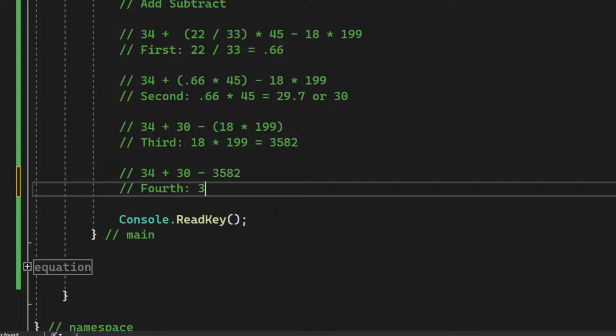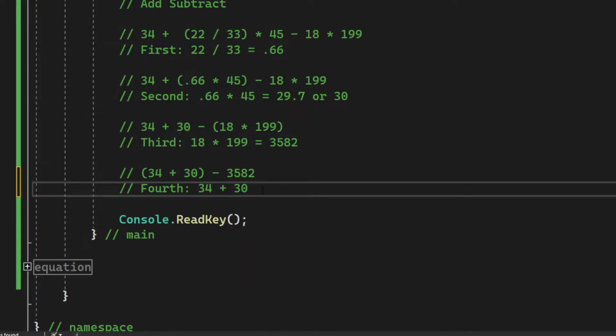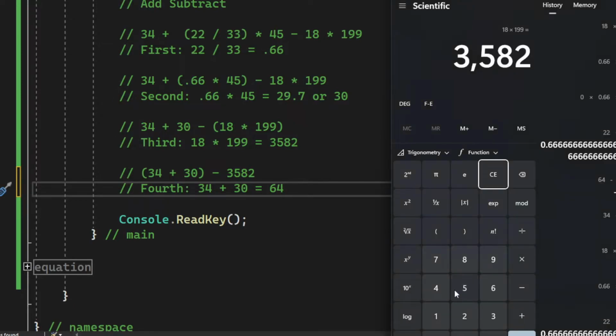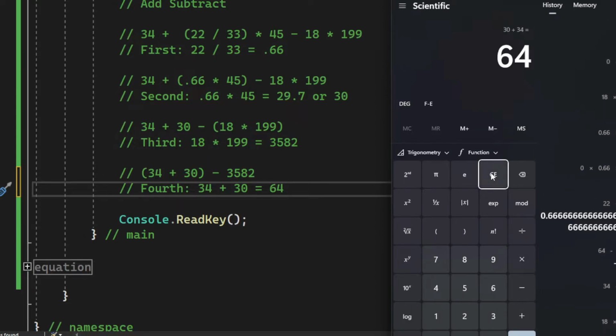So we have our 34 plus 30 because we have taken care of all of our division and multiplication. So we are now going in order here. We run into our addition, 34 plus 30. If we do this, we know it equals 64. And just to make sure, always feel free to double check. 34 plus 30 plus 34. There we go, 64.